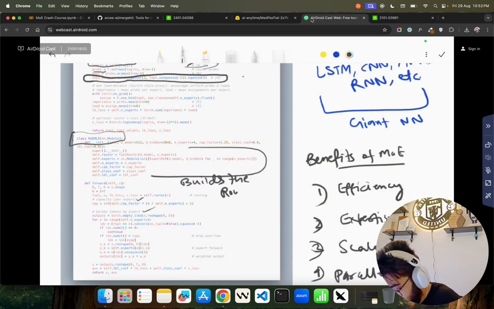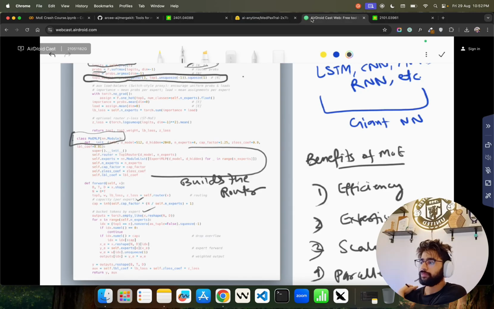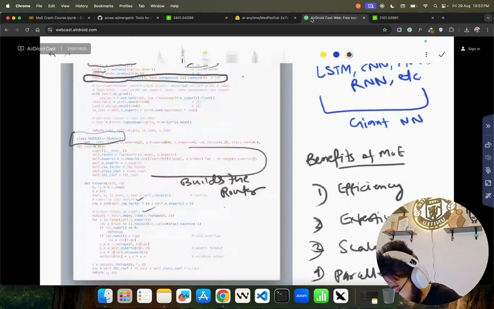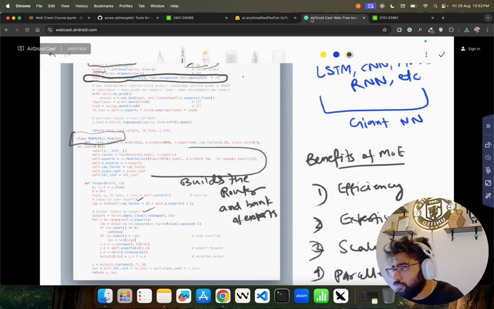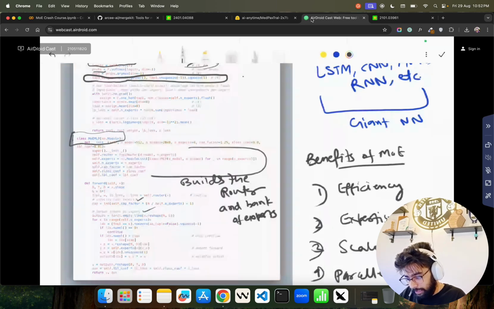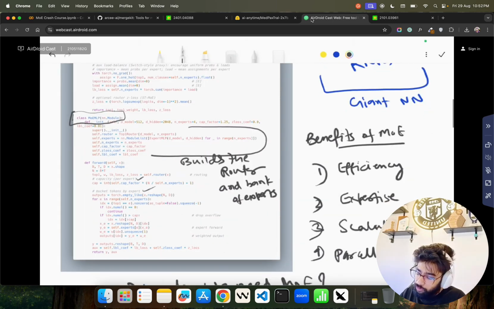So it builds the router basically, and a bank of a number of experts. So this is what I'm writing here: bank of experts, or number of experts, MLPs. Here, the very important thing that you should read about, like lately, I was part of an interview, and I kind of witnessed something, I was taking an interview actually.